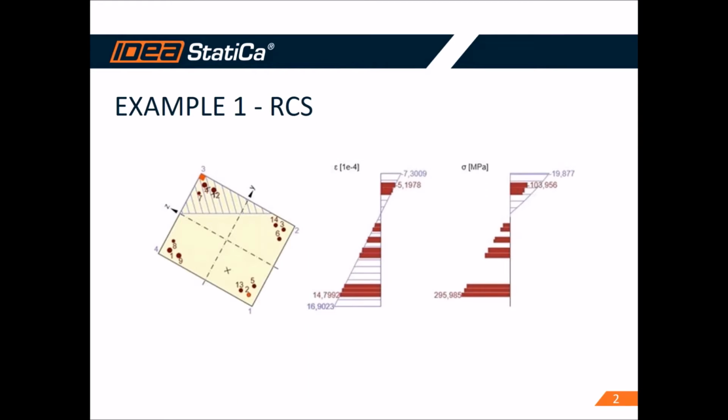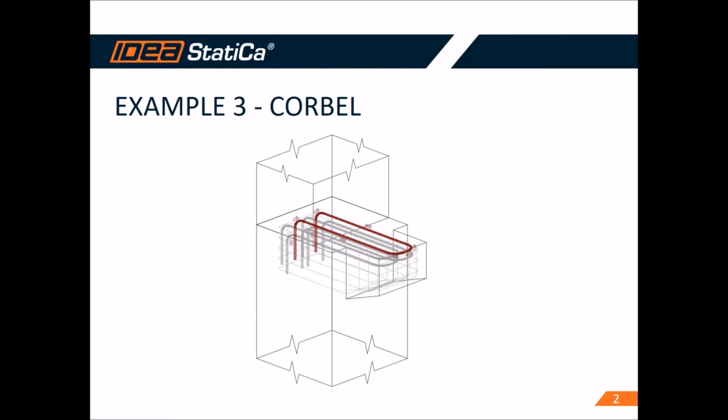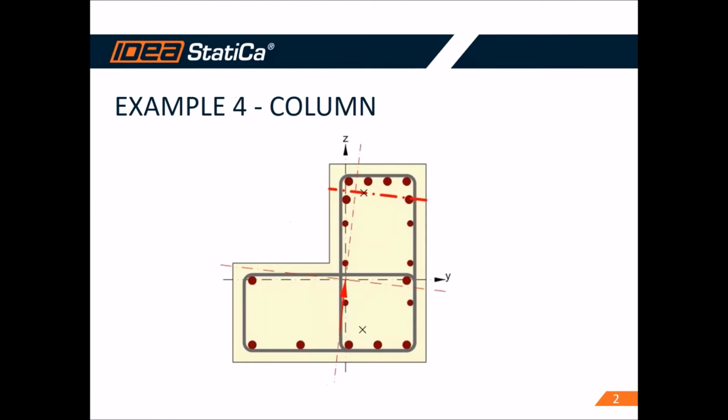We will cover four examples today. First one is about reinforced cross-section. We will show capabilities of reinforced cross-section design. We will have a design of beam to demonstrate how to do that. Third example is corbel, and fourth is L-shaped column.